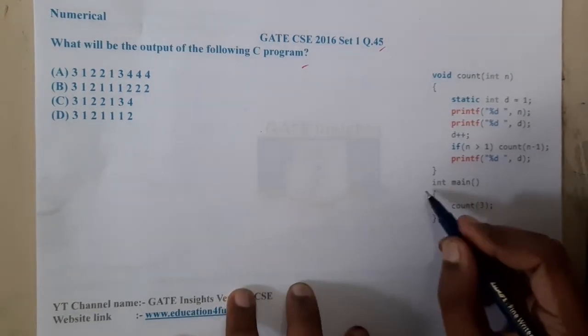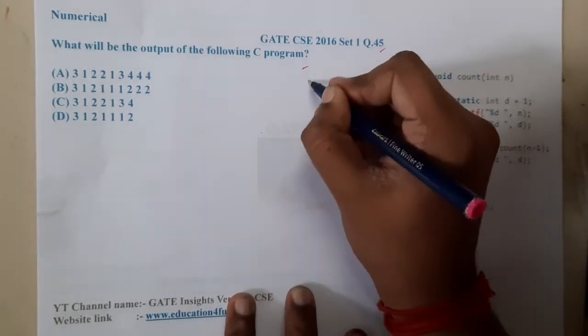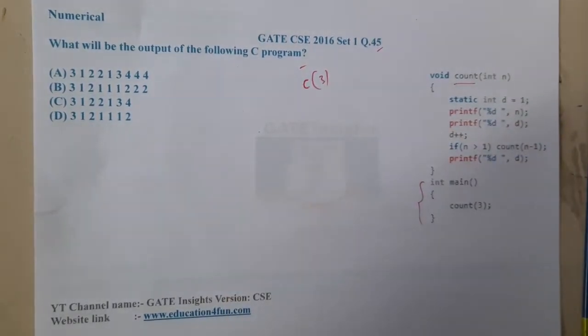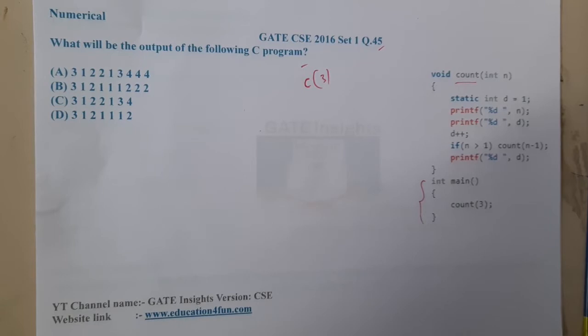Here we are having the main. Here you are calling count of 3. Instead of writing count, I will be writing C, guys. Got it? Okay, so let us start.